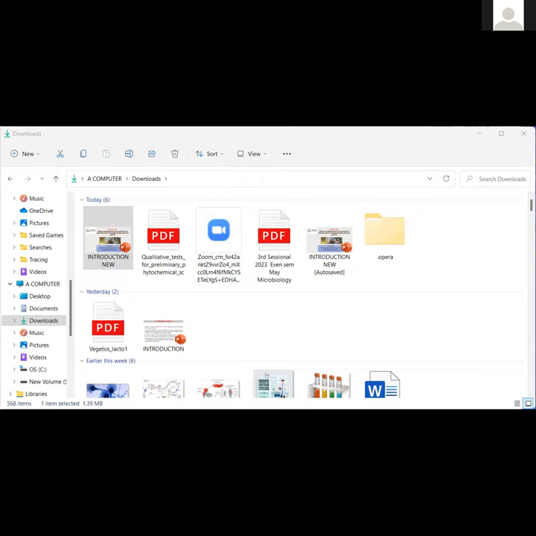My name is Shishir Sumandas, and I'm from Assam Downtown University. So today I'm going to present isolation and biochemical characterization of bacteria present in fermented bamboo shoot.